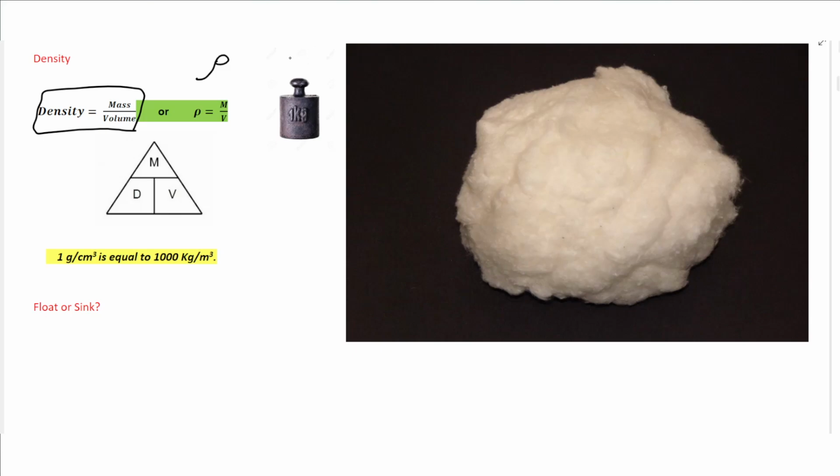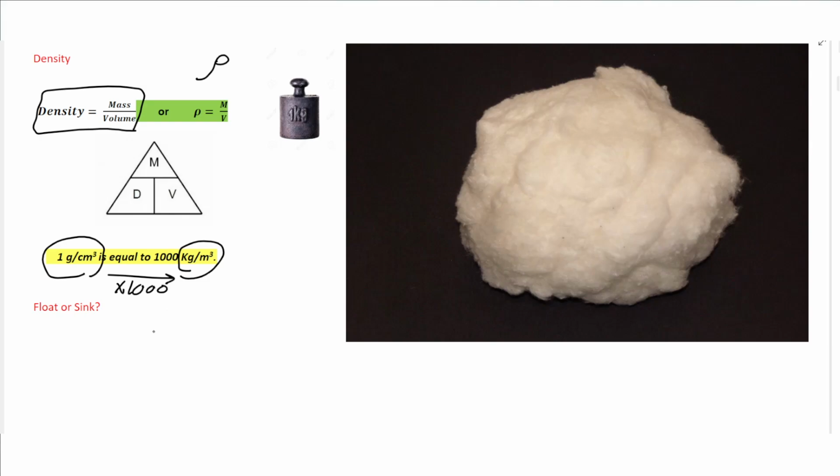So rho is equal m over v or d equal m over v, and we have two units: gram per centimeter cubed and kilogram per meter cubed. To convert from gram per centimeter cubed to kilogram per meter cubed, you must multiply by 1000. To go from kilogram per meter cubed to gram per centimeter cubed, you divide by 1000.